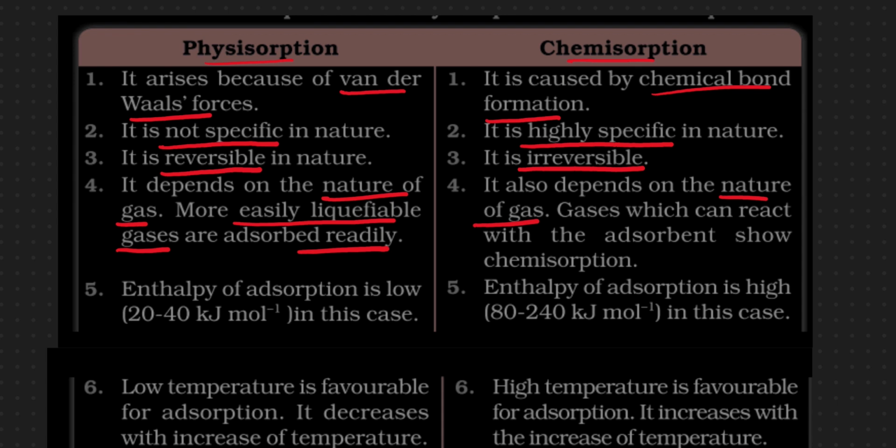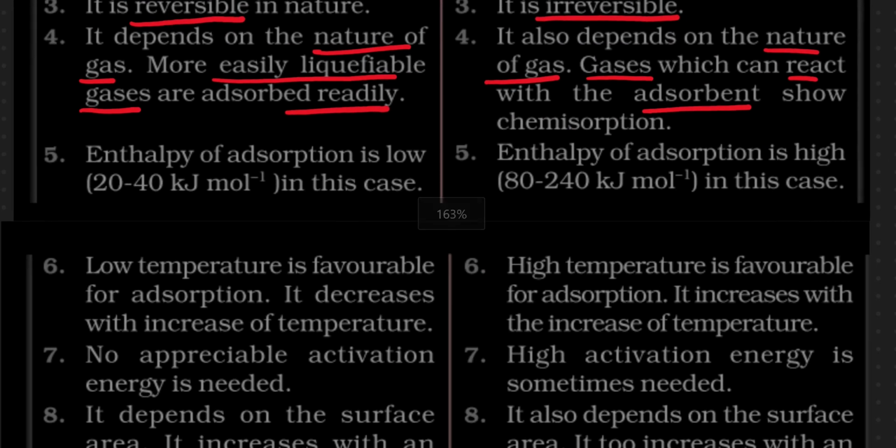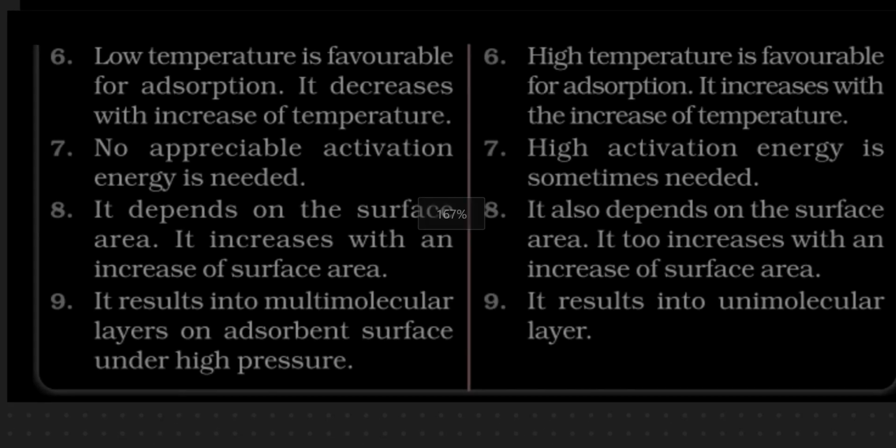So how is it dependent? The gases which can react with the adsorbent show chemisorption. Remember, oxygen and hydrogen should form an oxide or hydride bond. Next, for physisorption the enthalpy of adsorption is low, around 20 to 40 kilojoule, whereas the enthalpy of adsorption is high for chemisorption, around 80 to 240 kilojoule per mole. Next, low temperature is favorable for physisorption.